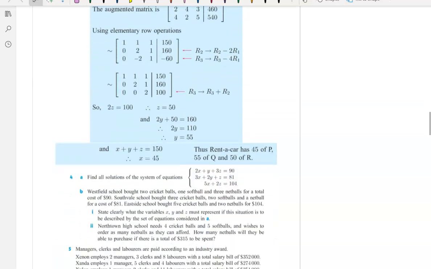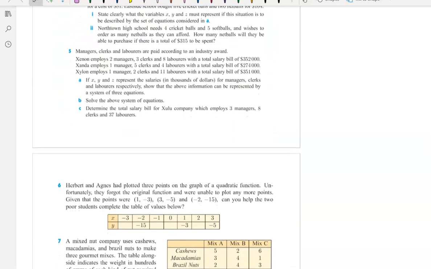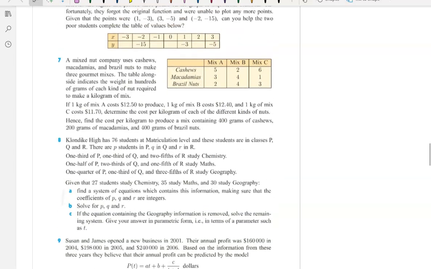So we're now going to go into some of these ones where you have to make up the equations yourself. We're not going to bother with number 5. You might think it's deadly, but we make the number of managers X, clerks Y, labourers Z. So 2X plus 3Y plus 8Z will equal 352. I wouldn't put all the zeros in there. Same with this one, it would be 1x plus 5y plus 4z equals 274, and away you go. So, let's get some nice practice.